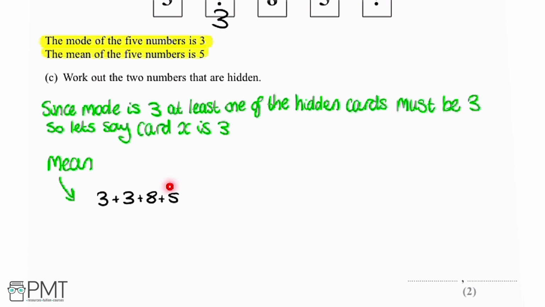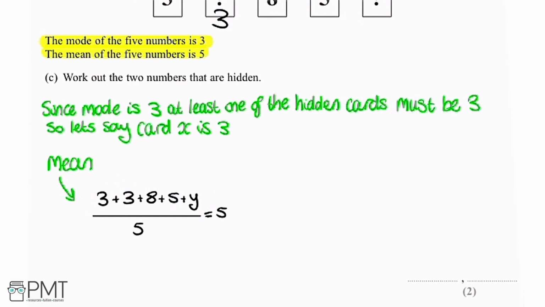So those are all the cards we've worked out so far. And we've still got the one that we don't know. I'm just going to call that y. And I'm going to divide that by how many there are. There are 5 in total. And we're told that that equals 5. What we've created is an equation. So we can solve this equation to work out the value of y.